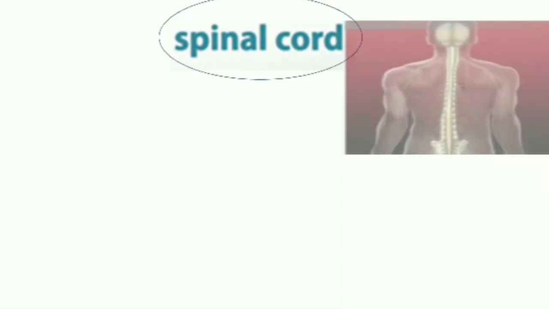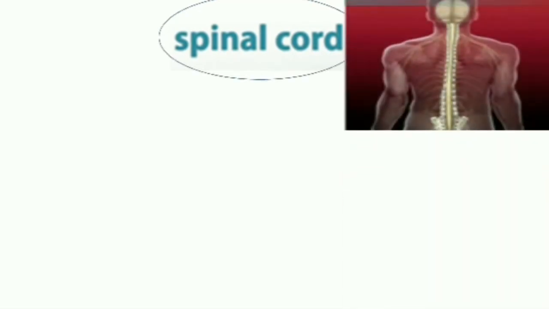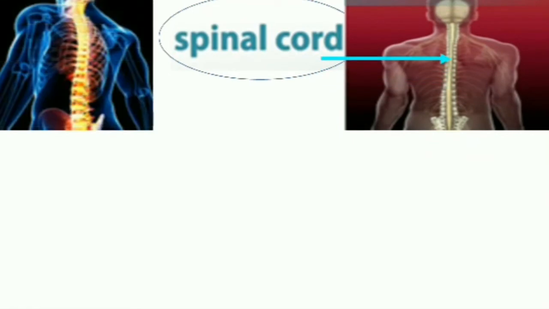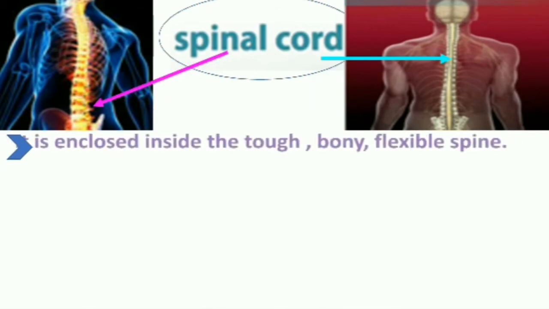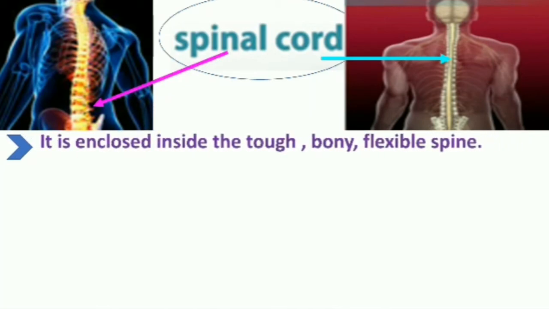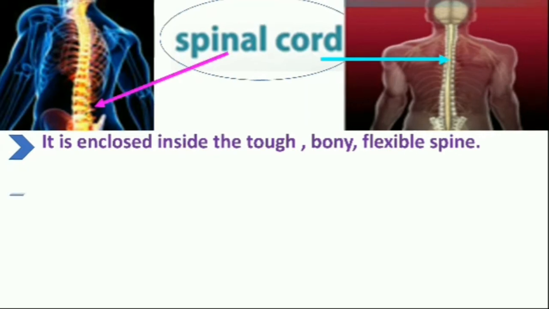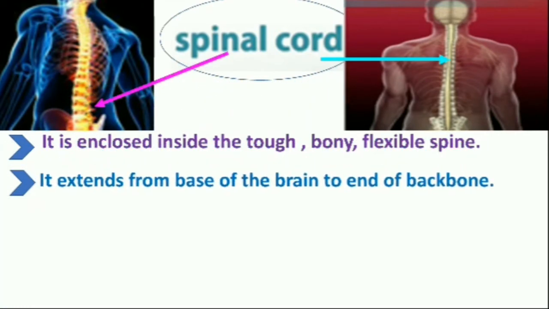Then spinal cord. We all have spinal cord. So from the picture it is clear how the spinal cord looks like. So we are going to study the functions of the spinal cord one by one. But first let us see what is the location of spinal cord. Spinal cord is enclosed inside the tough, bony, flexible spine. It extends from the base of the brain to the end of backbone.